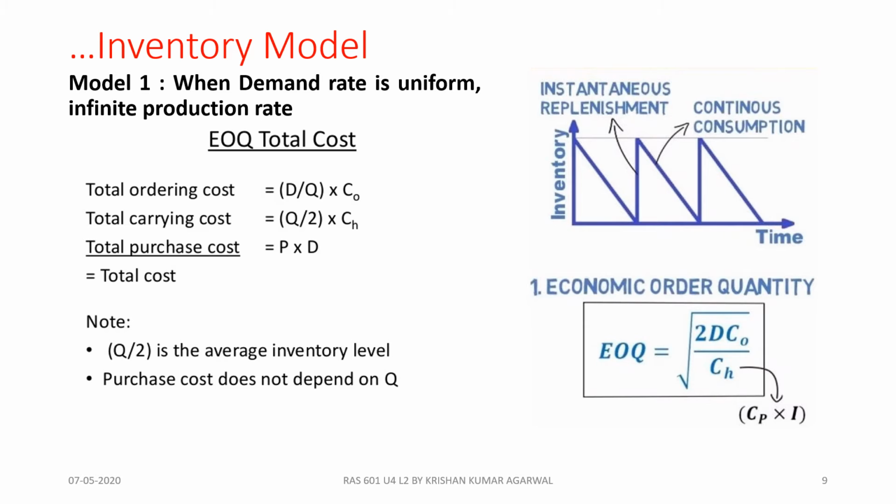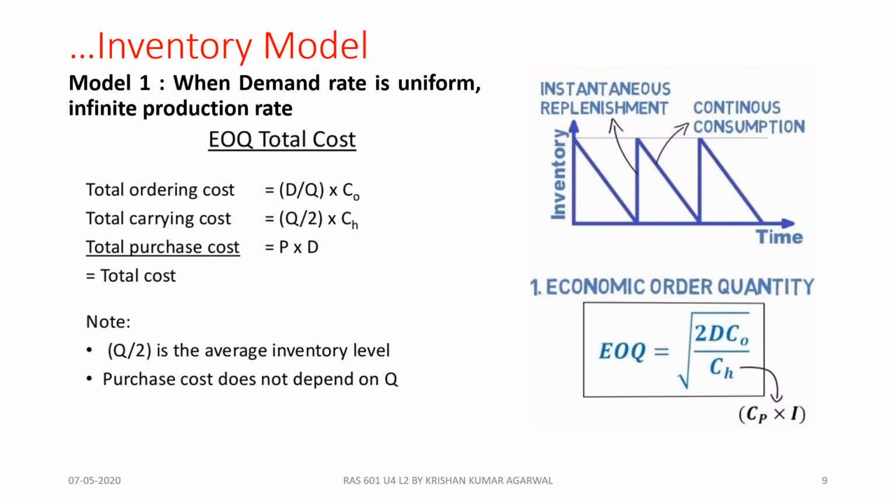As I told you earlier, economic order quantity is nothing but the quantity of material that is ordered by the manufacturer, for which the carrying cost as well as ordering cost is minimum. And in order to calculate the total cost, first we have to take the summation of the costs, that is carrying cost as well as ordering cost or holding cost.